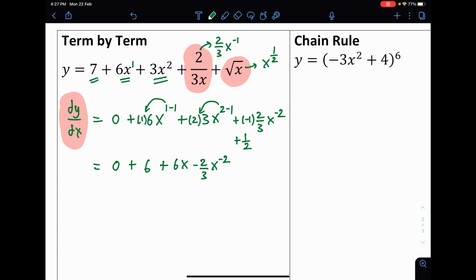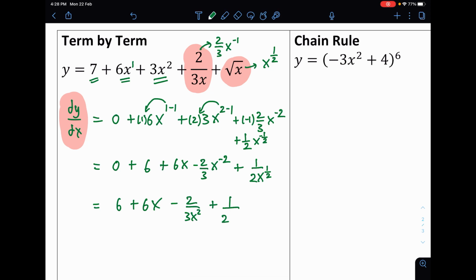Okay. Then repeat the x. Reduce the power by 1. Power of half minus 1 is negative half. So you put negative half here. Okay. So if I simplify it, I like to see 1/2 x power of half. Okay. All in all, we simplify everything. I get 6 plus 6x minus 2/3x squared plus 1/2 square root x. Yeah, done. This is the result of the differentiation.